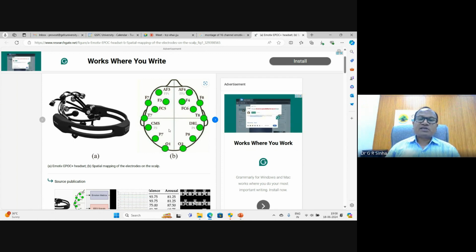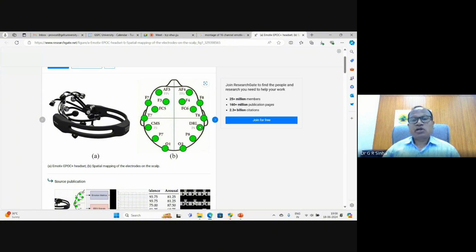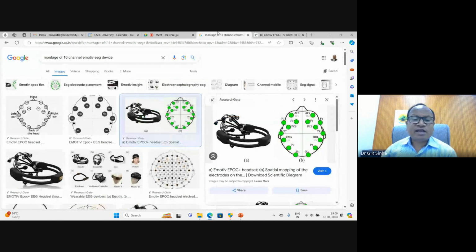So these two, CMS and DRL, are reference electrodes which are generally connected to ears. With respect to those reference electrodes, if you are interested to know how much signal is generated from F3, one channel will give you the signal from F3 and the other signal will come from DRL, and the difference between F3 and DRL will be the actual EEG signal, because it is always the potential difference.